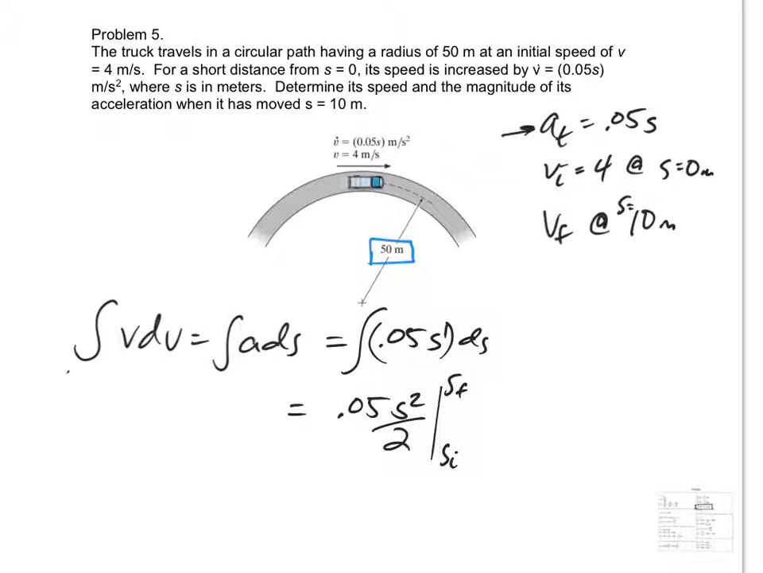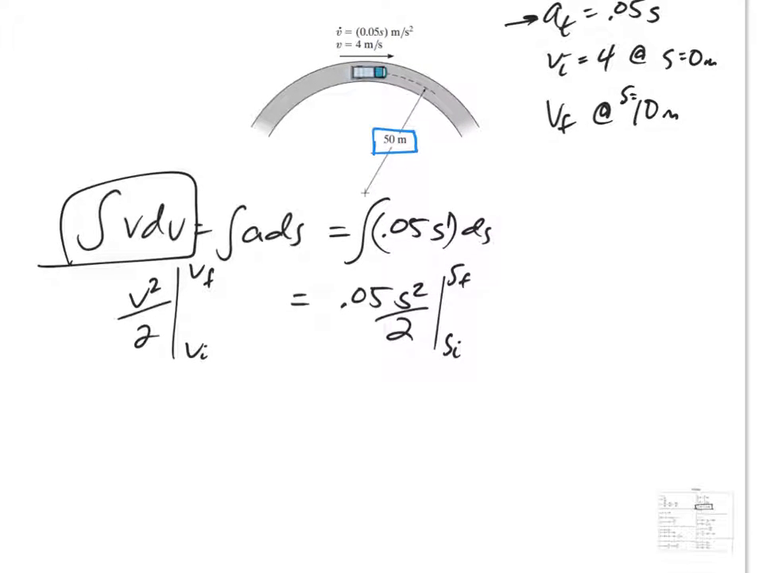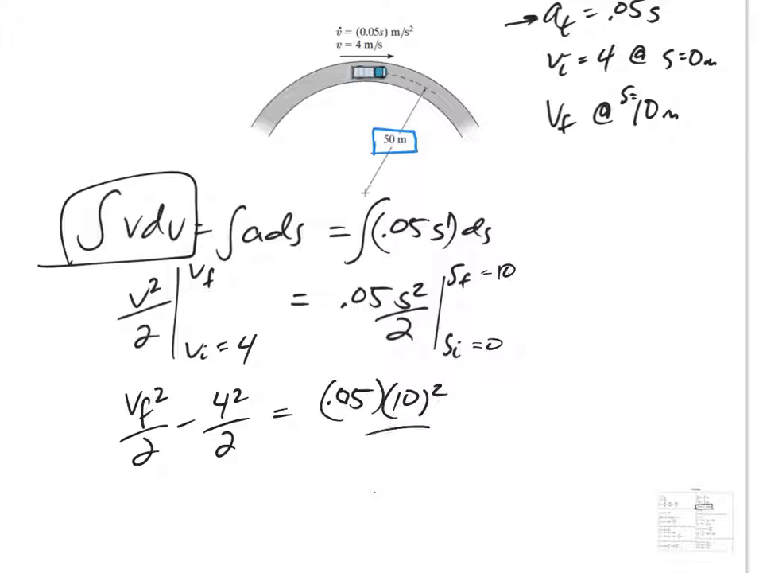Then on the left-hand side, the integral of v dv, don't do this too quickly, the integral of v is v squared over 2, evaluated at v initial and v final. So v final squared over 2 minus v initial, which was 4, so minus 4 squared over 2 is equal to, so I'm curious, it starts at 0 and I want to see it ends at 10. So plugging in 0.05 times 10 squared over 2 minus 0, v final would be 4.58 meters per second.